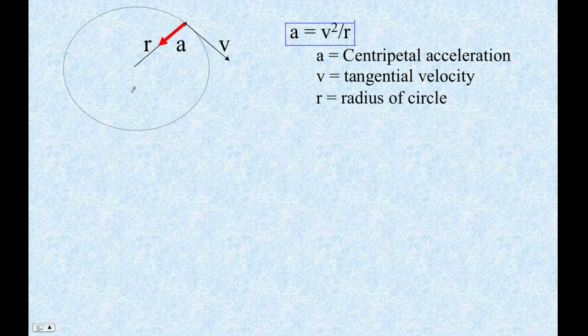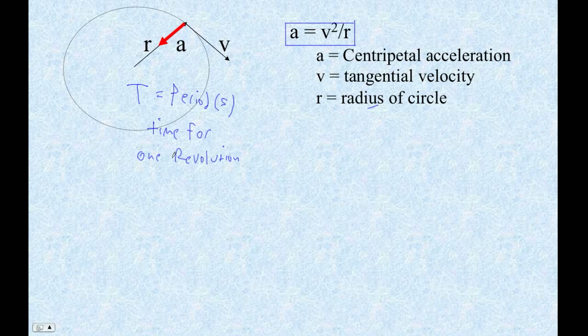There's the tangential velocity. We can also talk about how long it takes to go around. So T is the period, right? And that is the time for one revolution, of time. So it's in seconds, right? And now we're all set.